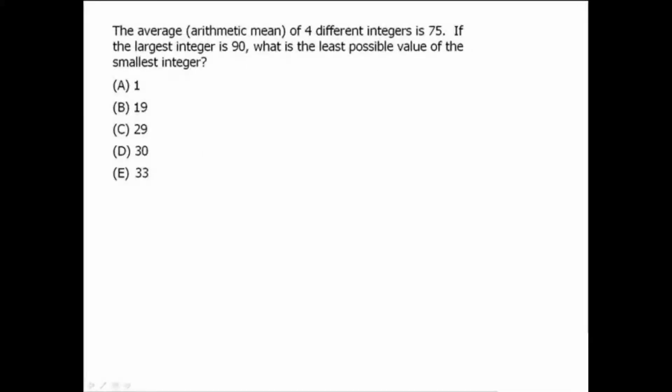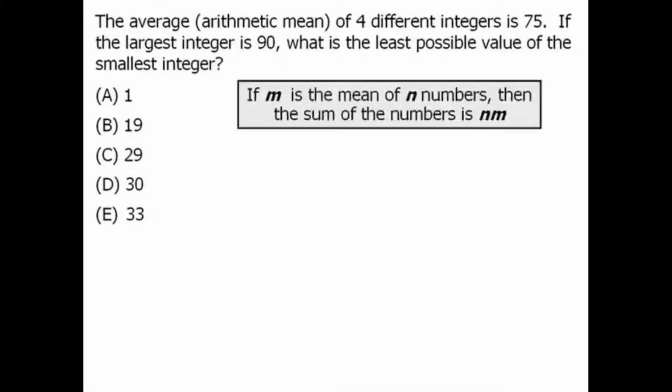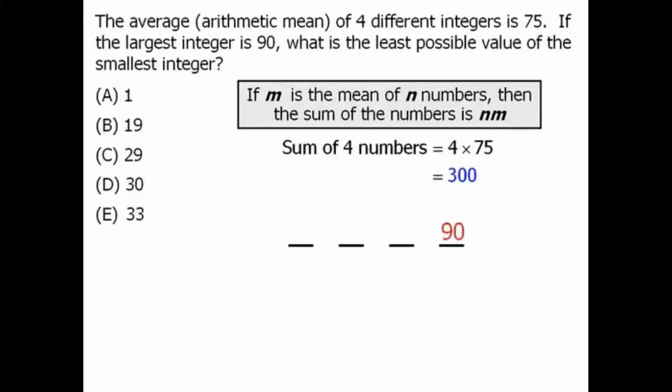To begin, we are told that the average of our four numbers is 75. So using this rule, we know that the sum of those four numbers will be 4 times 75, which is 300. Now our strategy will be to write all four numbers in ascending order. We already know that 90 is our largest number, and we also know that the sum of those four numbers is 300. Our task here is to minimize the value of the smallest number.